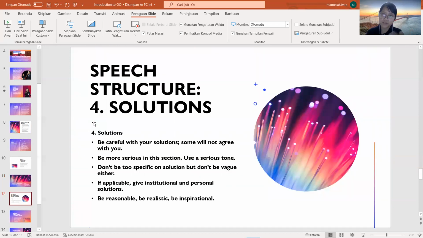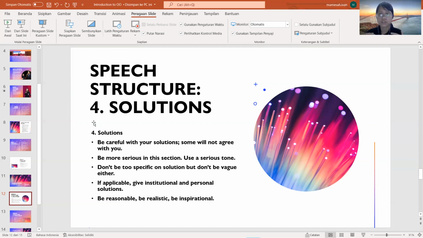And then fourth, after explaining the impact, the magnitude of the negative condition that is currently happening in the society, in the status quo, then you can offer a solution in your speech. And in solutions, you need to take a look at it very carefully as well. Because first of all, you need to be careful with your solutions because some, if not many, will not agree with you. Second of all, be more serious in this section.